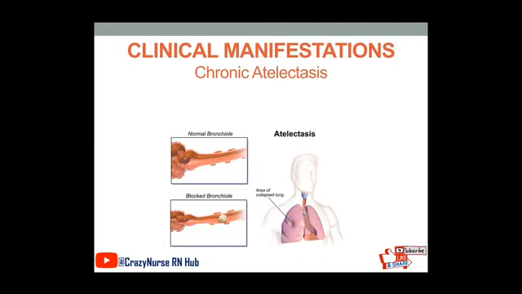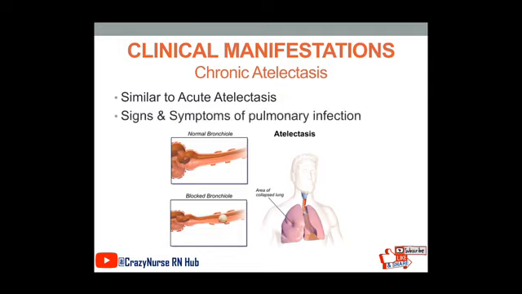Now let's have the clinical manifestations of your chronic atelectasis. It is similar to acute atelectasis. Signs and symptoms are similar to what I have said for acute atelectasis. The chronic nature of the alveolar collapse predisposes patients to infection distal to the obstruction. Therefore, the signs and symptoms of pulmonary infection also may be present.